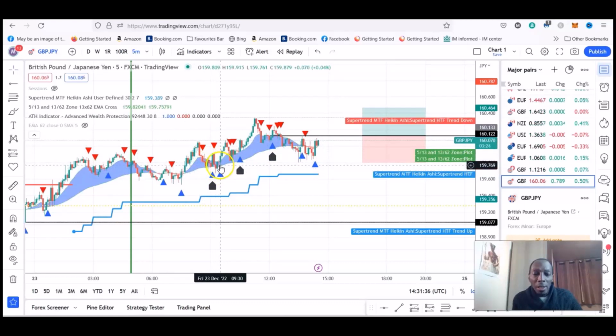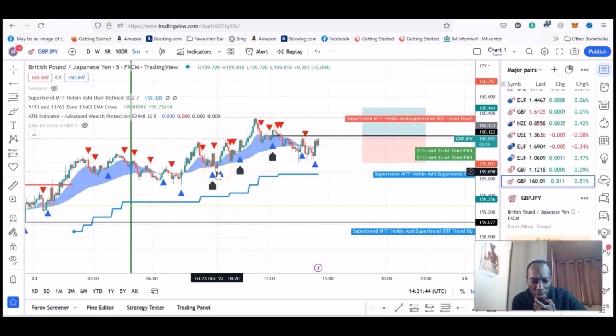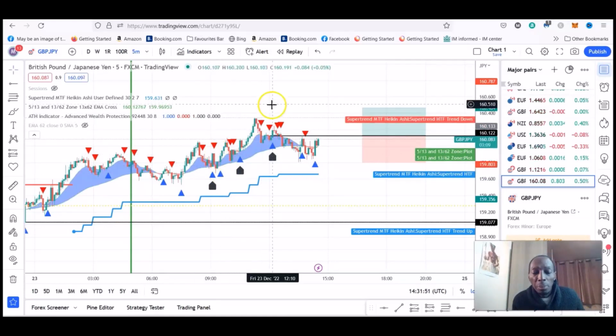This one here would have worked out beautifully. Yep, entry would have been there, stop loss would have been there. You probably would have got a 1 to 2 out of that. But what time was that? That was 9 o'clock on the 23rd of December. So, yeah, I didn't see that one. If I did, I definitely would have played that one.